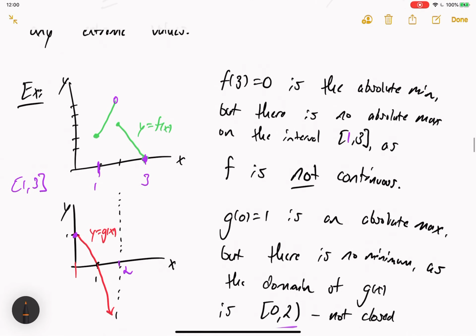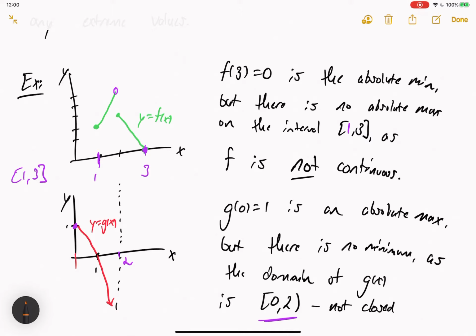So let's just do some examples. The first example is something on the closed interval [1, 3]. We have f of 3 equal to 0, so it looks like an absolute minimum. But if we look at just 2 right here, we have an open circle, which means the point there doesn't actually exist. Because of that, we could create a sequence of points that get closer and closer, but there would be no maximum. We could always find a point that's higher. So we have no absolute maximum on the interval [1, 3], even though we do have an absolute minimum, because f is not continuous there.